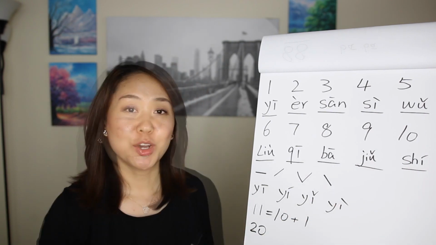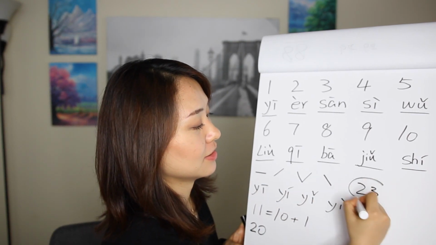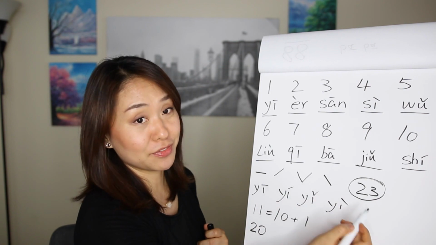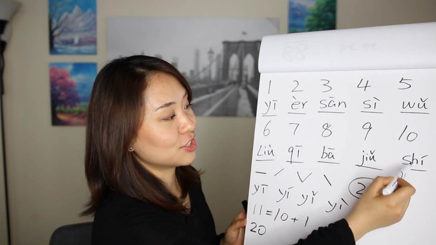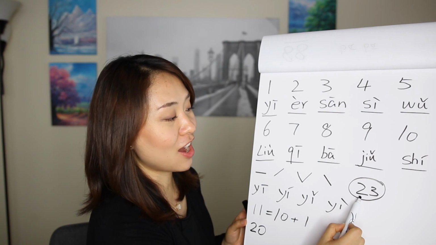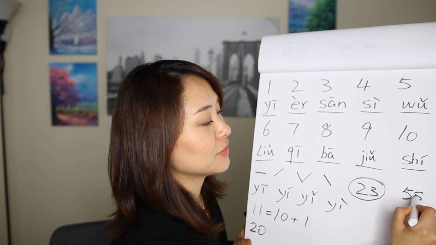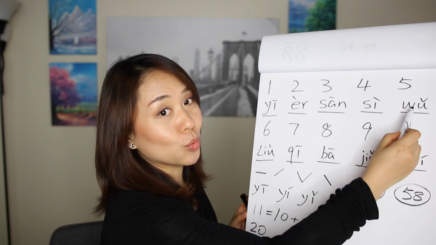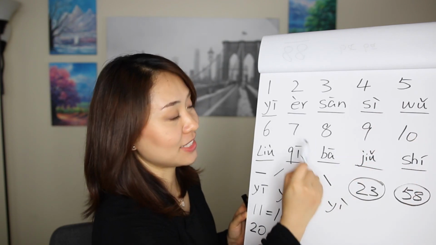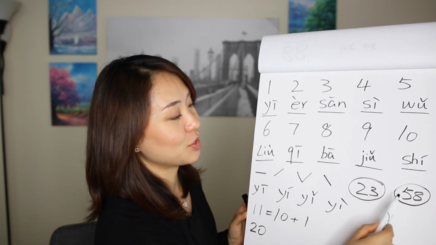Okay? In this way. What if I want to say 23? Then we say 20 first, which is 20. And then we add 3 there. It'll be 23. So 23 goes like that. What about 58? Again, we go 50 first, which is 50, right? And then we add 8. It'll be 58. Got it?